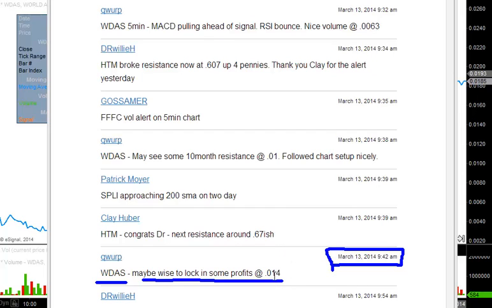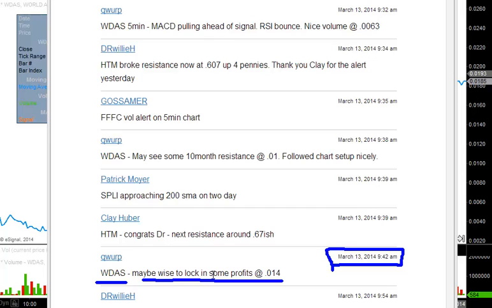Now sure, it went up much higher than this, but the point being, if you've ever been in a free live chat room or on the message boards, you really don't see too much of this. Usually it's, this thing's going to $1, this thing's going to the moon, it's the best thing since sliced bread. People are not saying you should maybe lock in some profits. They're trying to get you to buy so that you cause the price to go up higher and higher.